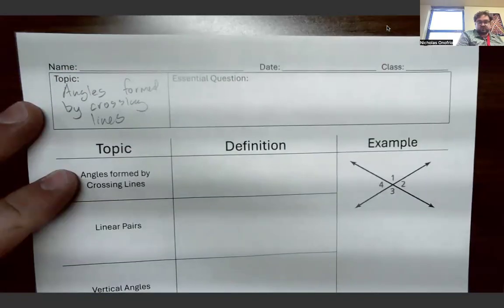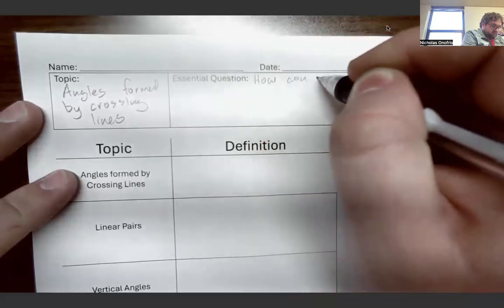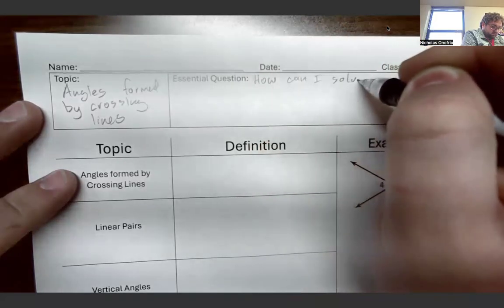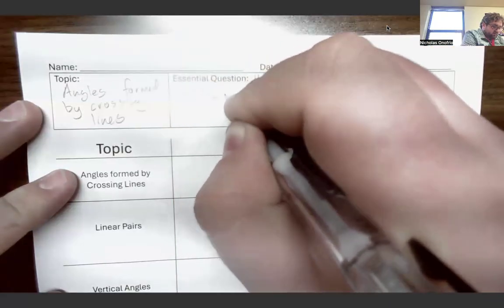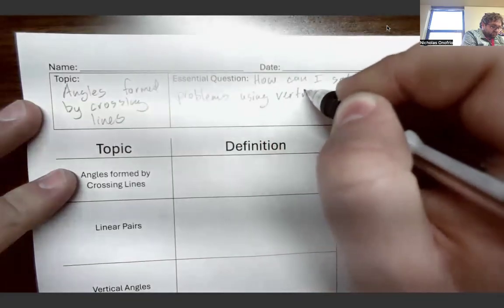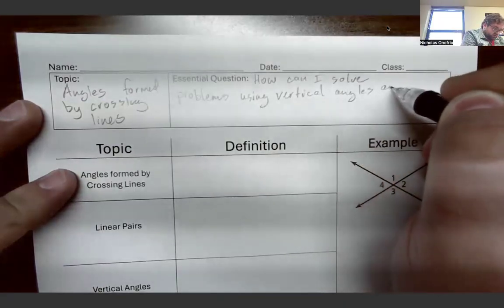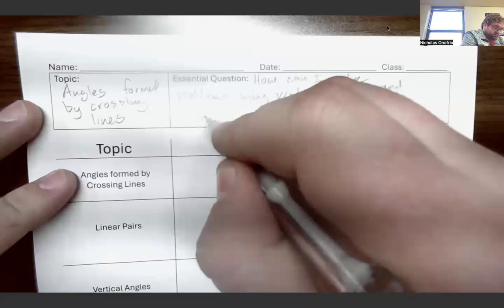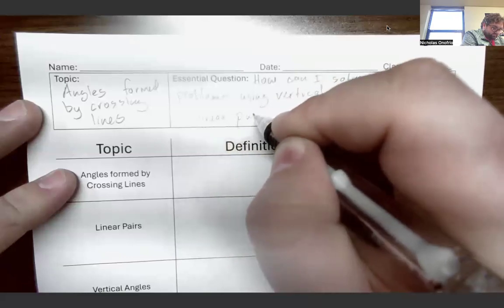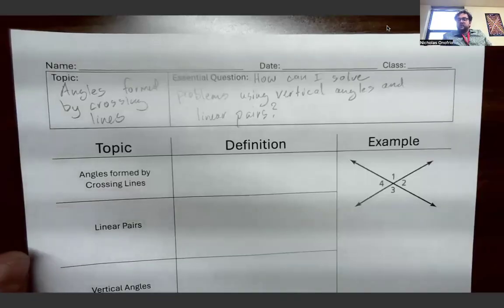And our essential question is, how can I solve problems using vertical angles and linear pairs? Okay, we are going to go ahead and dive right in.